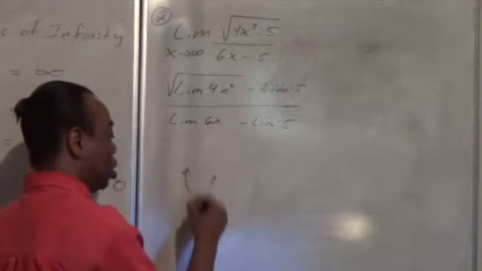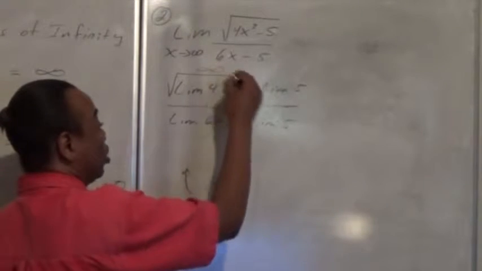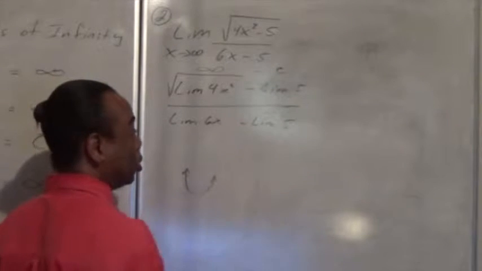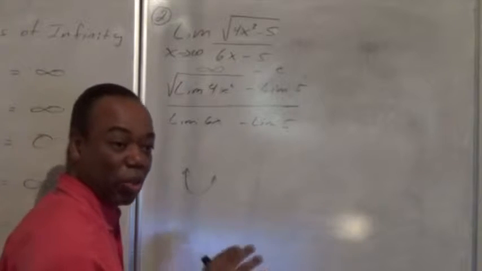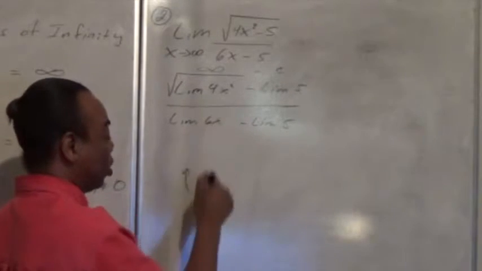Now at this point, the limit of 4x squared is basically a parabola, and as you go to the right, it goes to positive infinity. This is a constant, so minus a constant. That's okay. Infinity minus a constant is going to be infinity. We haven't violated any rules yet. The 6x is basically linear.